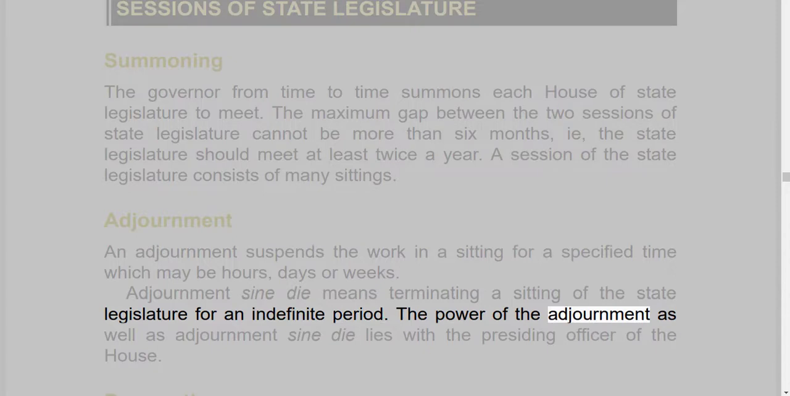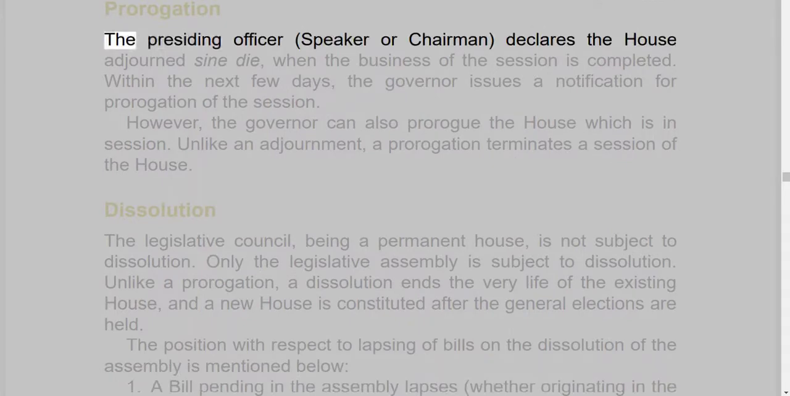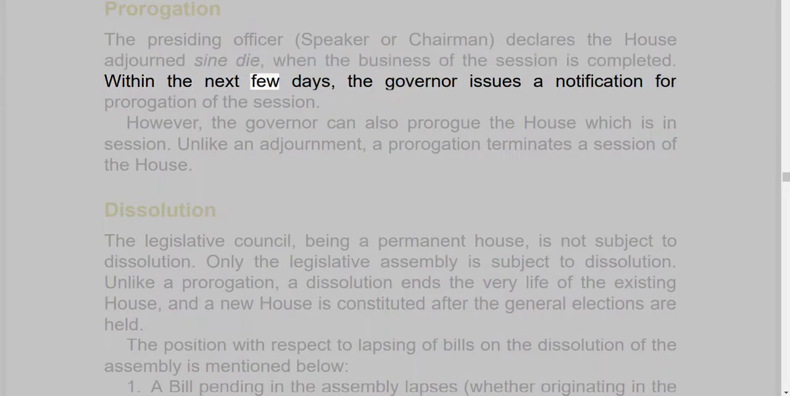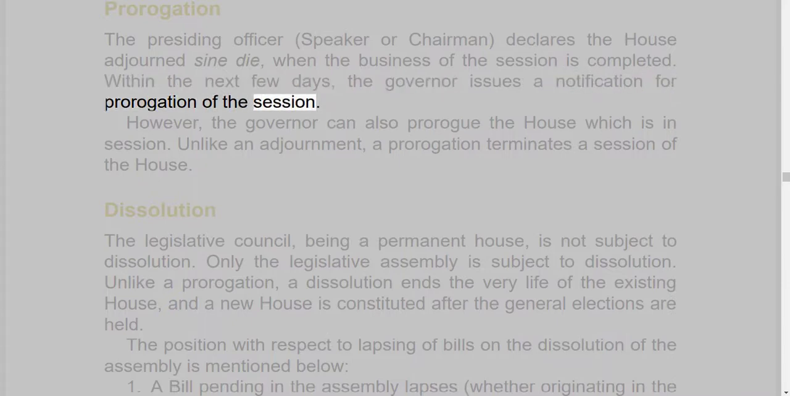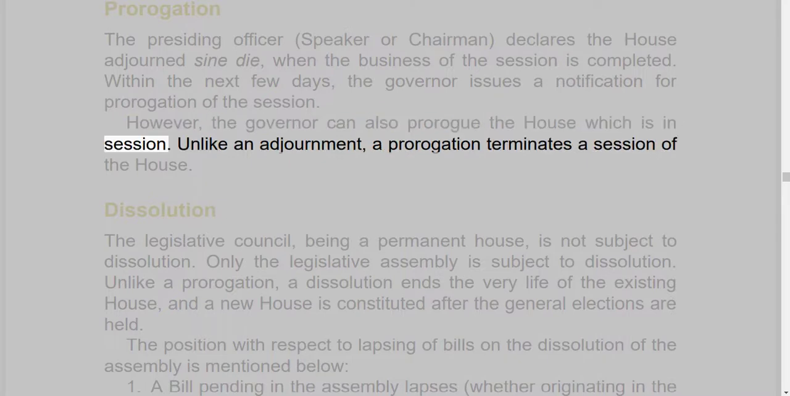The power of the adjournment as well as adjournment sine die lies with the presiding officer of the House. Prorogation. The presiding officer, Speaker or Chairman, declares the House adjourned sine die when the business of the session is completed. Within the next few days, the Governor issues a notification for prorogation of the session. However, the Governor can also prorogue the House, which is in session. Unlike an adjournment, a prorogation terminates a session of the House.